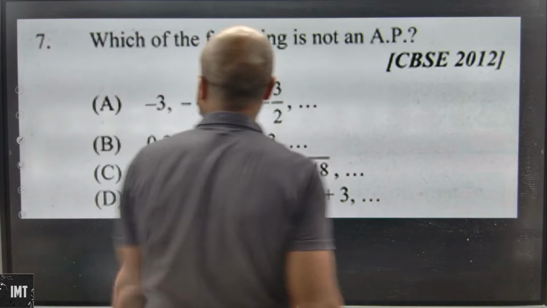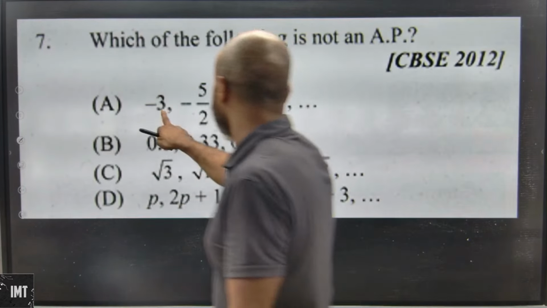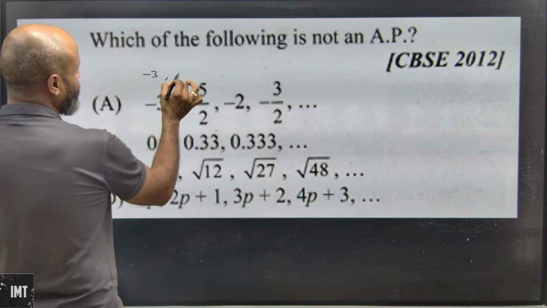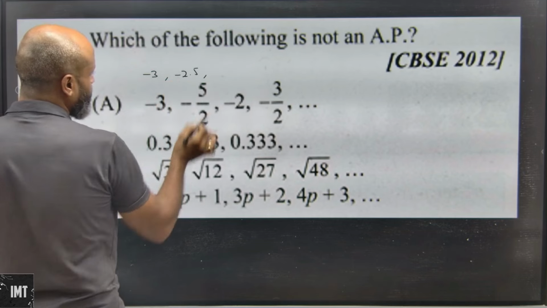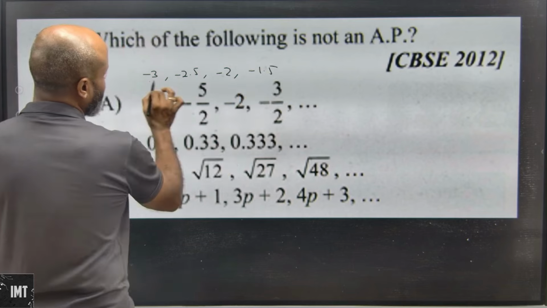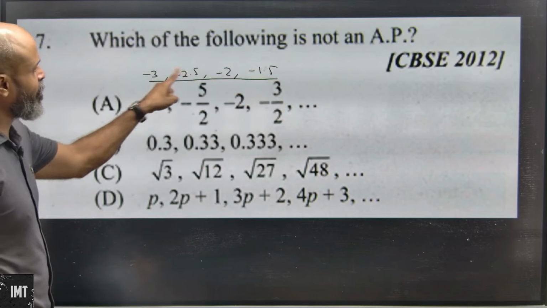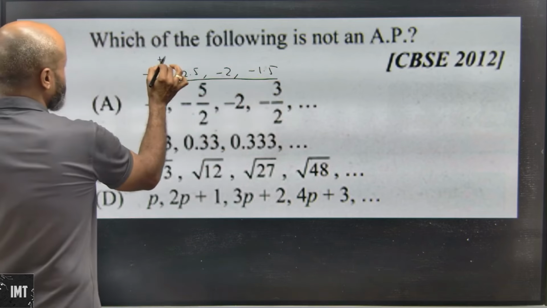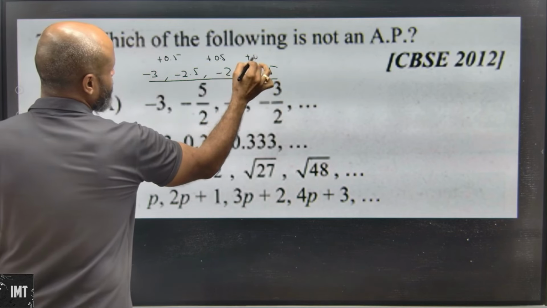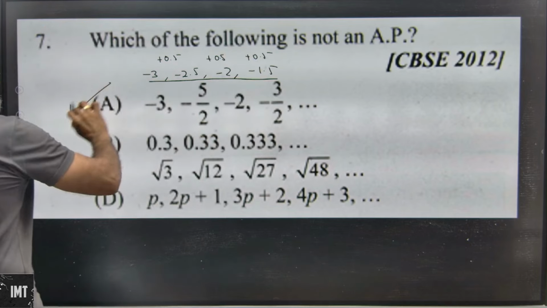Okay, we will move on to CBSE again 2012. Which of the following is not an AP? See, it's very simple here. Just make it simple. Minus 3. So obviously minus 5 by 2 is how much? Minus 2.5. This is minus 2. Minus 3 by 2 is how much? 1.5. Very clearly, it's an AP. You see the common difference here? It is plus 0.5. We keep on adding 0.5. So this will be a common difference. So this definitely is an AP.